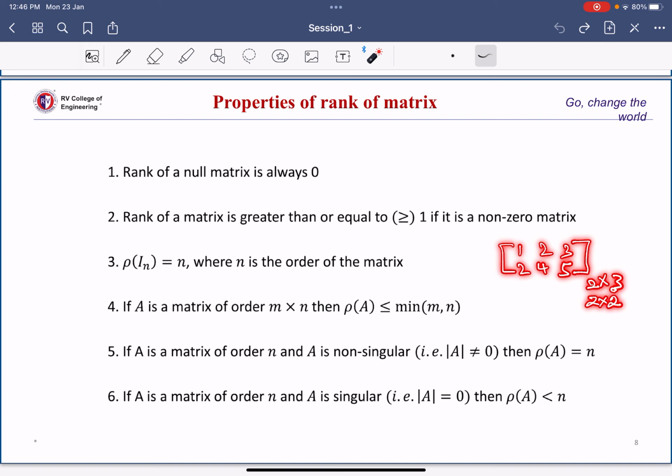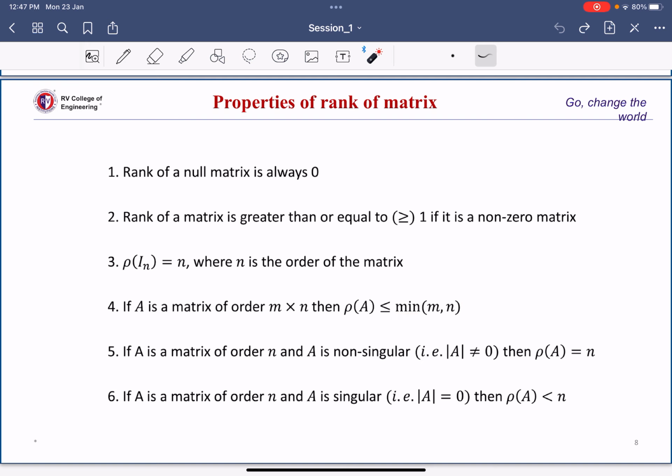So since it is a 2 cross 2 minor which I can extract from this particular matrix, it should be minimum and not maximum. So the rank of the matrix of order m by n, or m cross n, is always less than or equal to minimum of m comma n. So for this particular example, it is less than or equal to minimum of 2 comma 3, so less than or equal to 2.